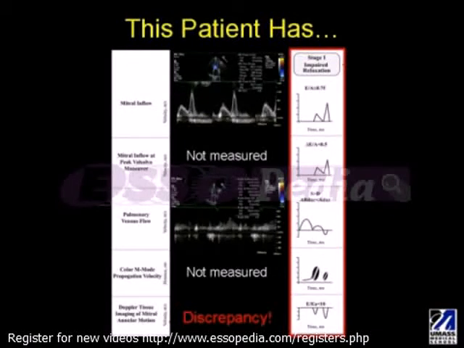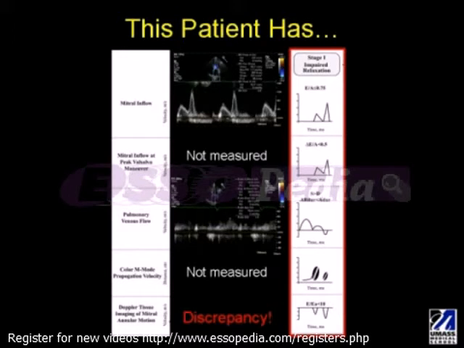So this patient has delayed relaxation, impaired relaxation. And you see that the top example checks in that the E wave's low, the deceleration time is increased, the A wave is up. We did not measure the color M mode in this example.